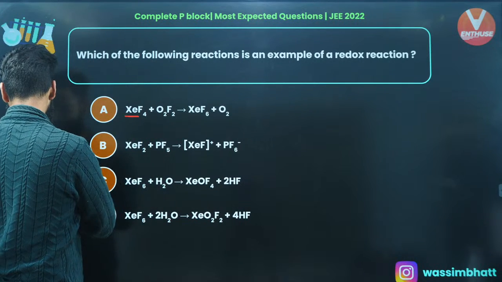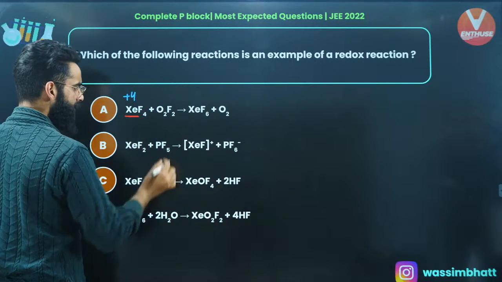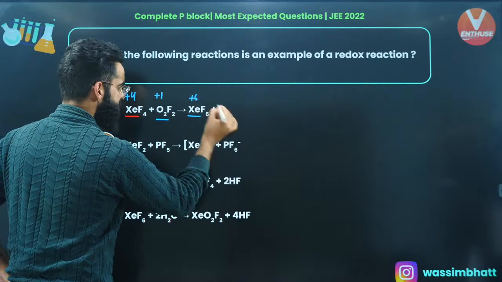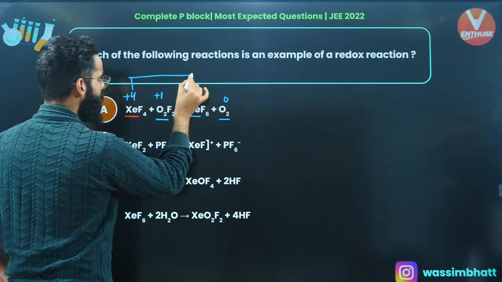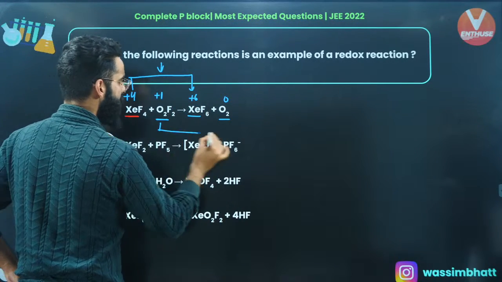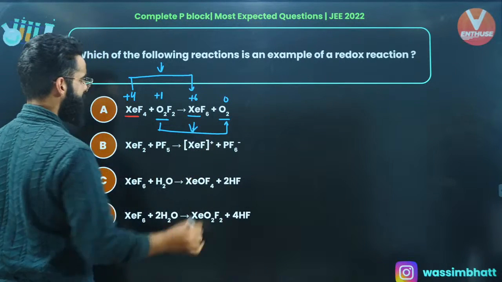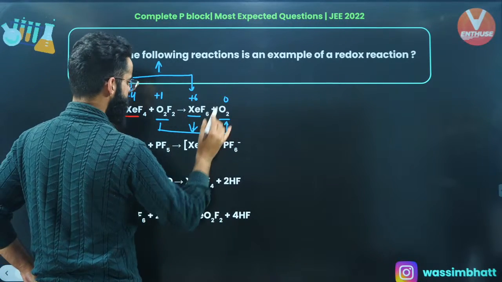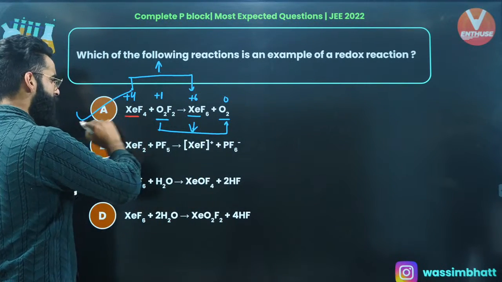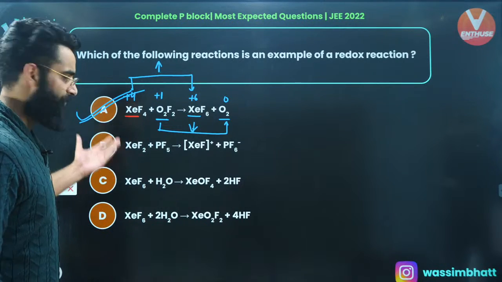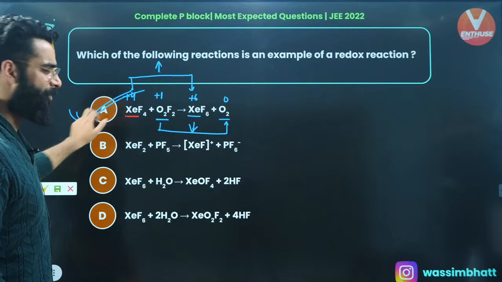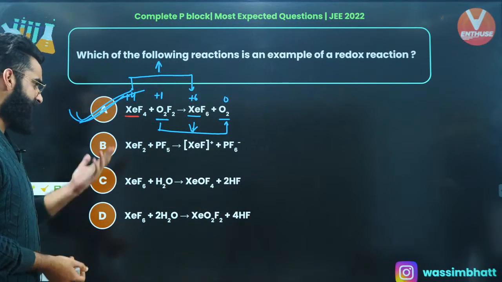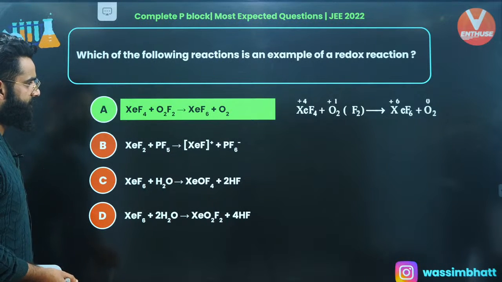If I calculate the oxidation state of xenon right here, it is going to be +4. This is O2F2, oxyfluoride, +1. Xenon, +6. Oxygen, 0. Check it out. Just a second guys. +4 to +6, not decrease, increase in the oxidation state, means oxidation. +1 to 0, decrease in the oxidation state means reduction. So the first reaction is the one wherein oxidation as well as reduction is taking place. So absolutely option A is going to be the example of the redox reaction. As simple as that, right? If you check the rest, they won't be the examples of the redox reactions. Okay?